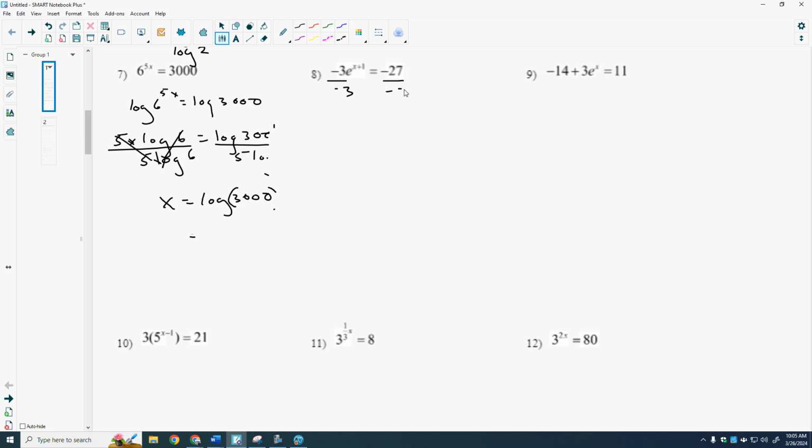Divide both sides by what's being multiplied. That goes away, and I get e to the x plus 1 equals 9. I'm going to use ln. I'm going to bring the x plus 1 down in front, and I'm going to throw parentheses around it.